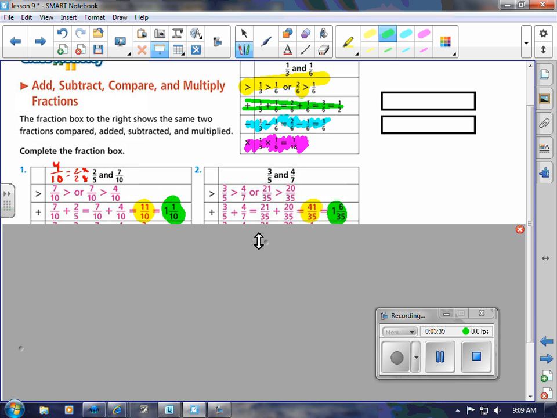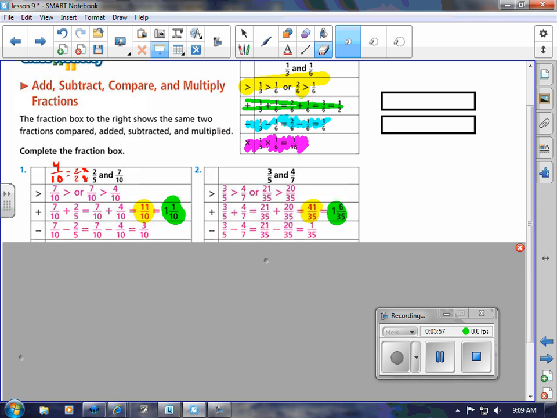When we subtract, same thing. I'm going to take 7/10 and subtract 4/10 from it. So 7 minus 4, because I already have my common denominator. And then on the other one, I'm going to take 21 and subtract 20 from it. So I get 3/10 and, respectively, 1/35.